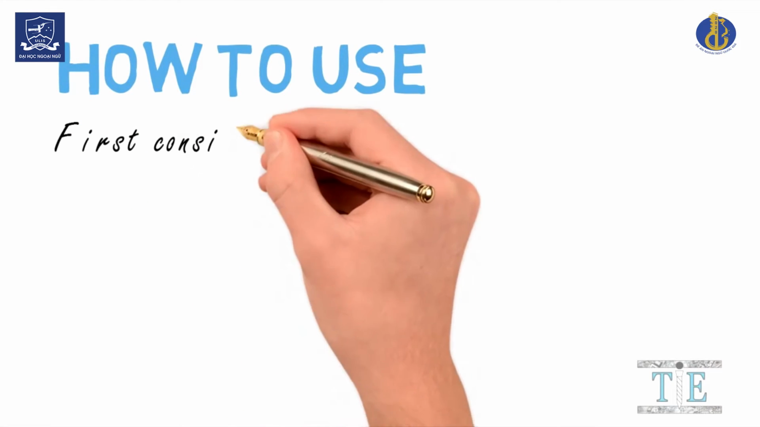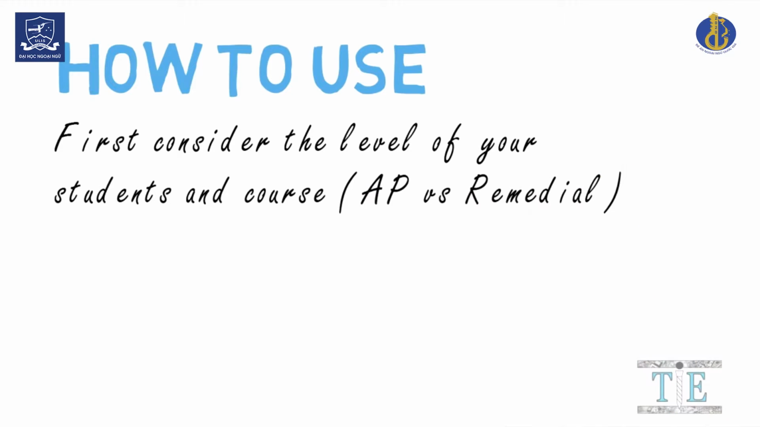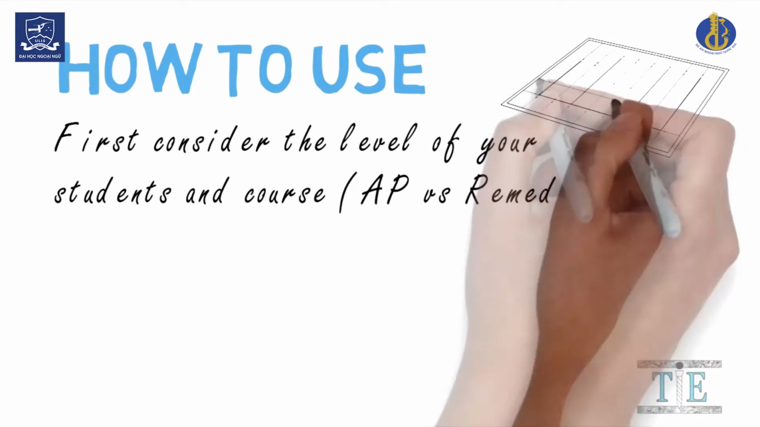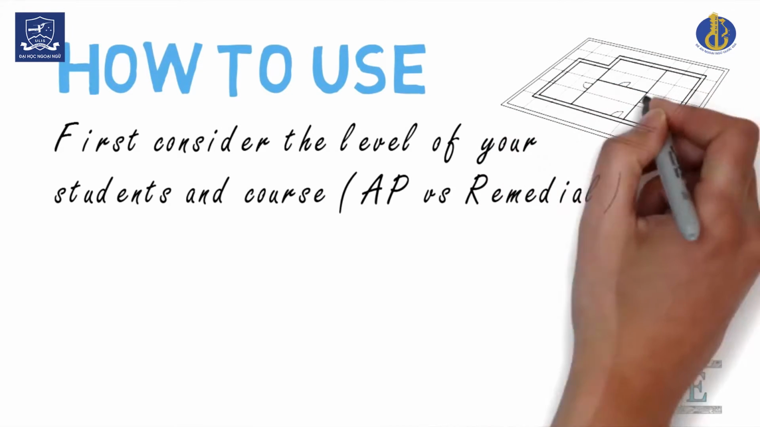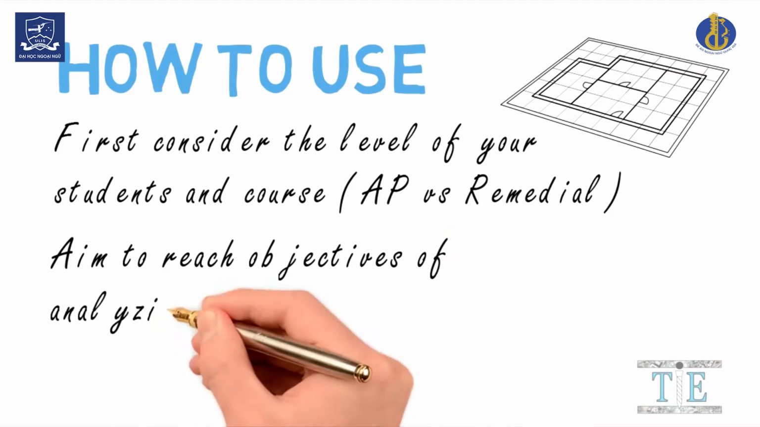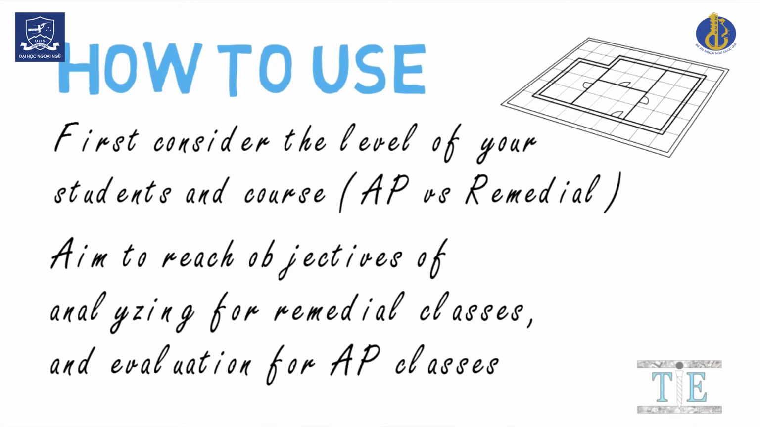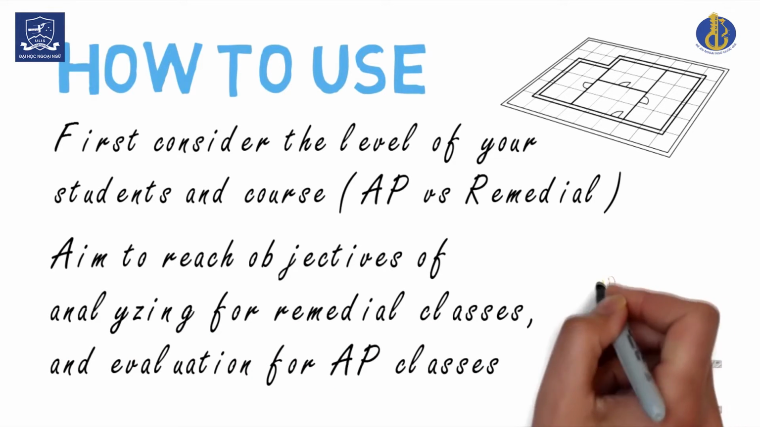The first thing you want to do is consider the level of your students and the course level. A lesson for an algebra special education class will be different from an algebra advanced placement class. Aim to reach objectives for analyzing for remedial classes and evaluation for advanced placement classes.